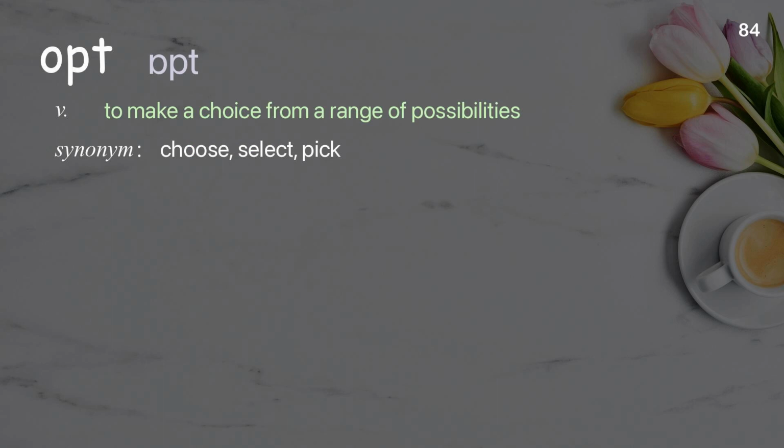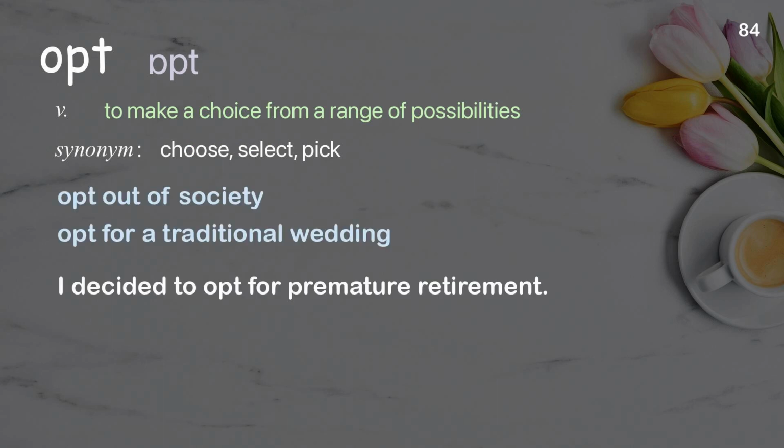Opt. To make a choice from a range of possibilities. Examples: Opt out of society. Opt for a traditional wedding. I decided to opt for premature retirement.